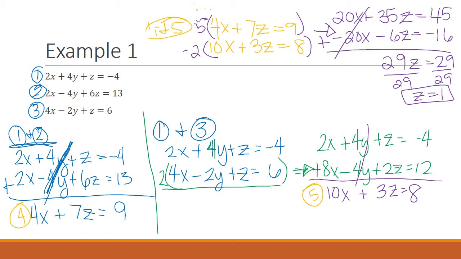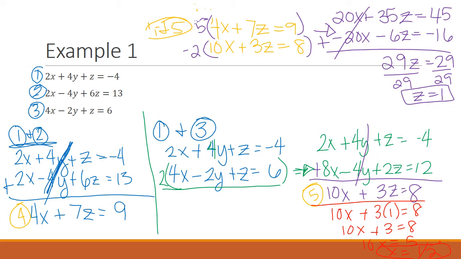Okay, so I figured out one piece. I figured out what my z is. I still have to find x and y. So work your way backwards. If you go down to these new equations that you found, and you know that z is 1, you can just plug in z. 3 times 1 equals 8. So now we have 10x plus 3 equals 8. So 10x equals 5, and x equals 1/2.